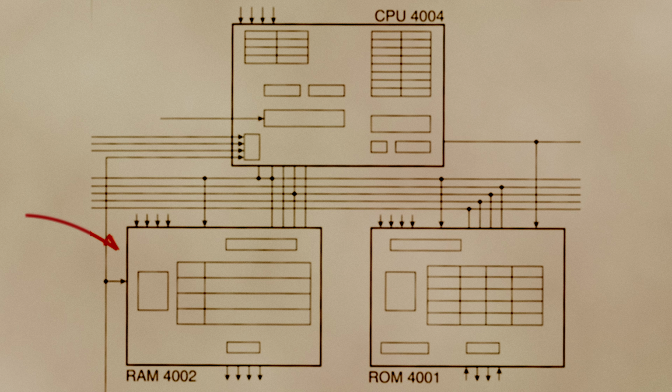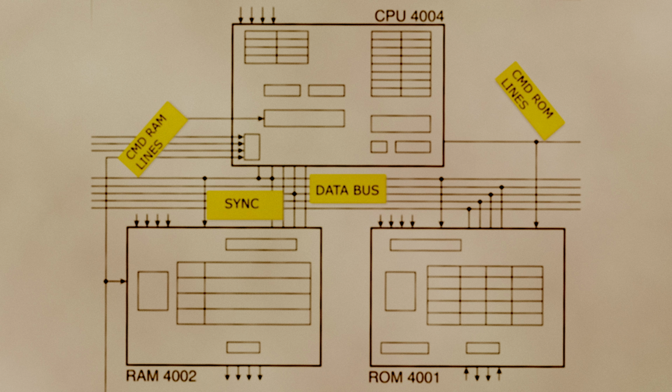4002, 320-bit RAM with output port, stores temporary data and system states. 4003, 10-bit shift register, allows for the expansion of control lines and outputs. These devices are interconnected via a 4-line data bus, timing lines, and command lines.